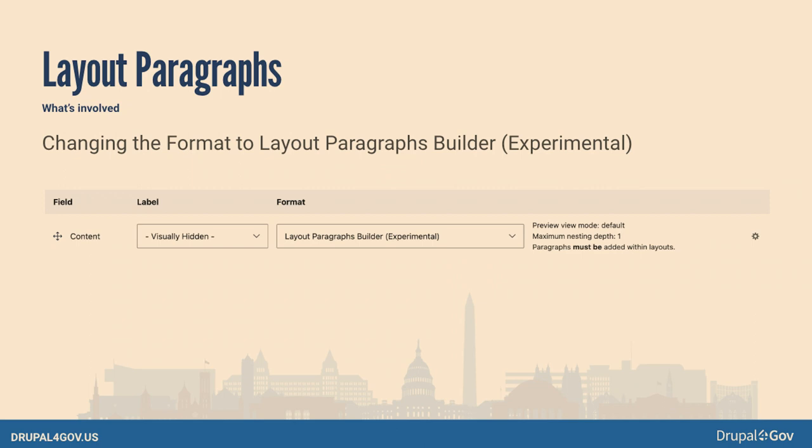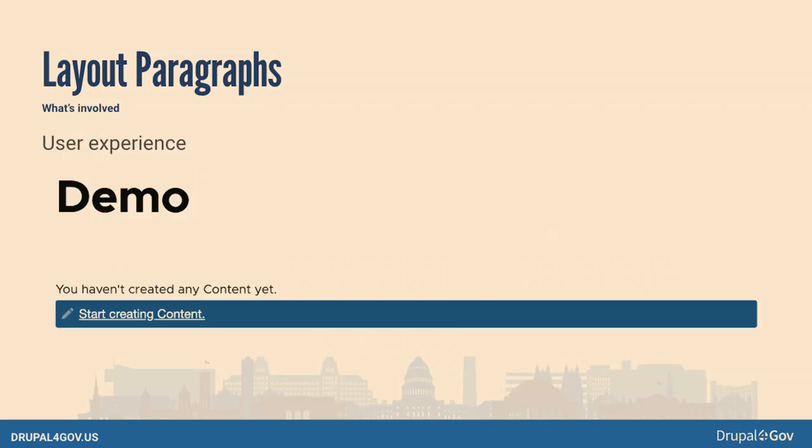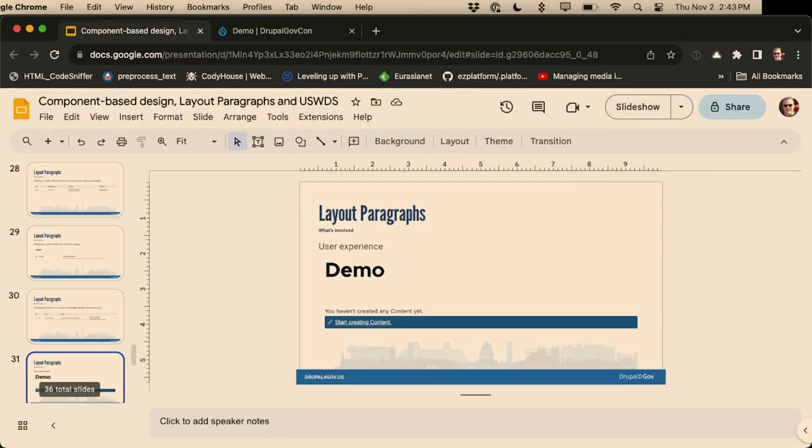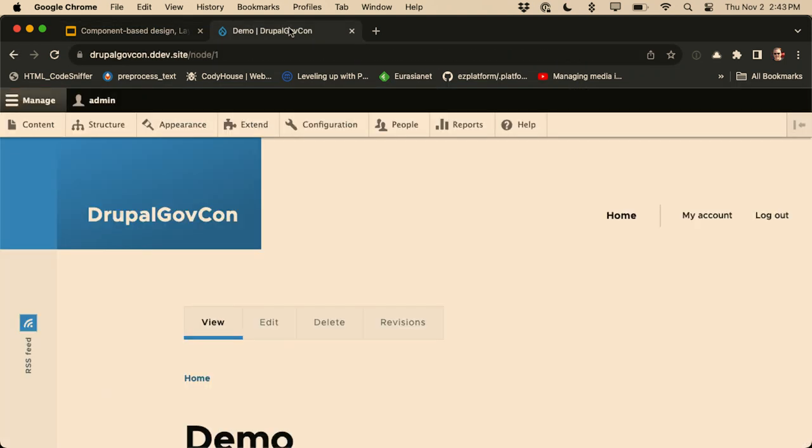Also, under the configuration here, you can specify how many levels of nesting you want. So a section can be nested inside a section, and that has its benefits. Once you do that, when you go to a page, this is what it looks like. And so let's flip out of here, and let's actually take a look at what this looks like.